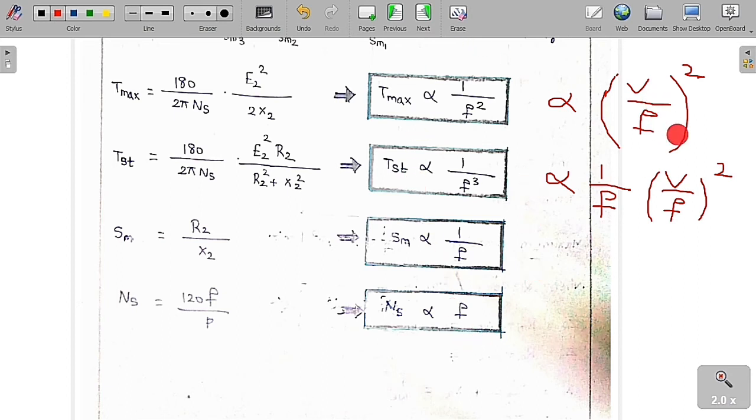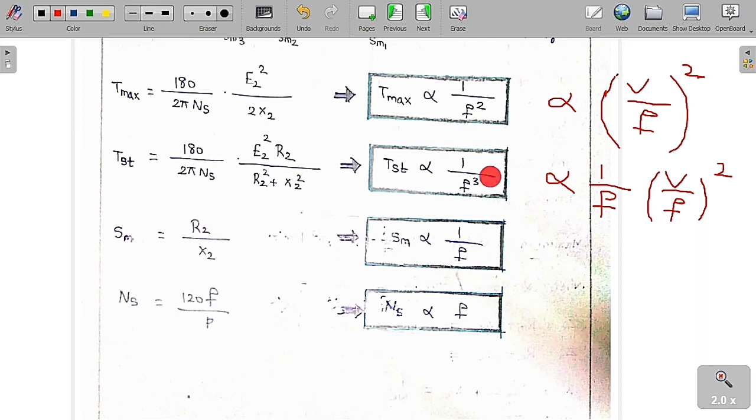Suppose V by F is a constant. We can see clearly then this overall value is a constant, therefore the Tmax is always constant for a constant V by F control. And similarly, if V by F is a constant, then the starting torque is inversely proportional to F only. And Sm is inversely proportional to F and Ns is directly proportional to F, for both V by F control and also for F control.